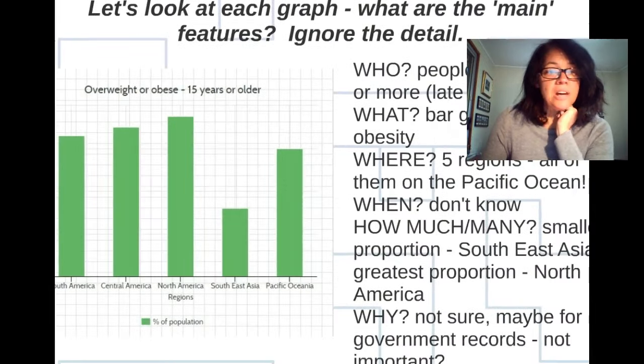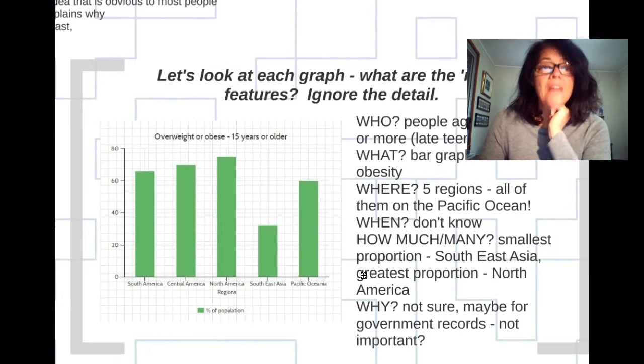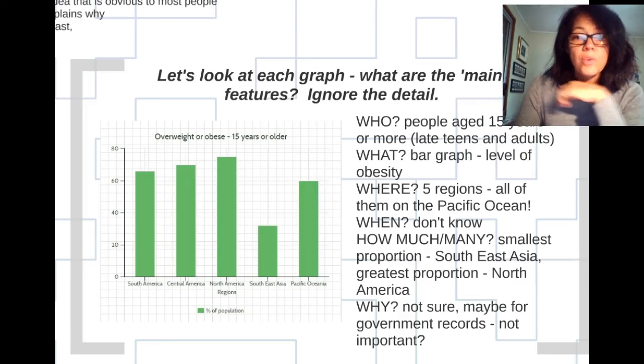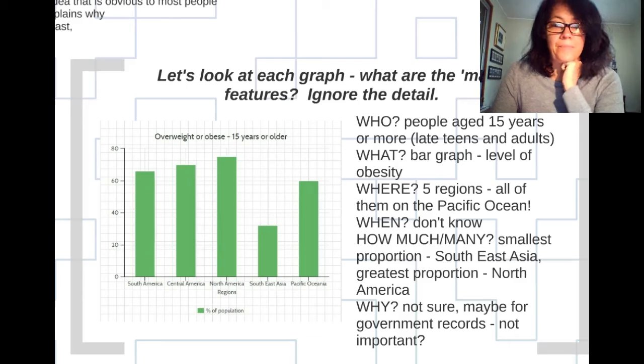Let's look at each graph in detail. So, what are the main features? You must become very good at ignoring the detail. So what can you see? Who is the graph about? People aged 15 years or older. What is the bar graph about? It's about the level of obesity in people.